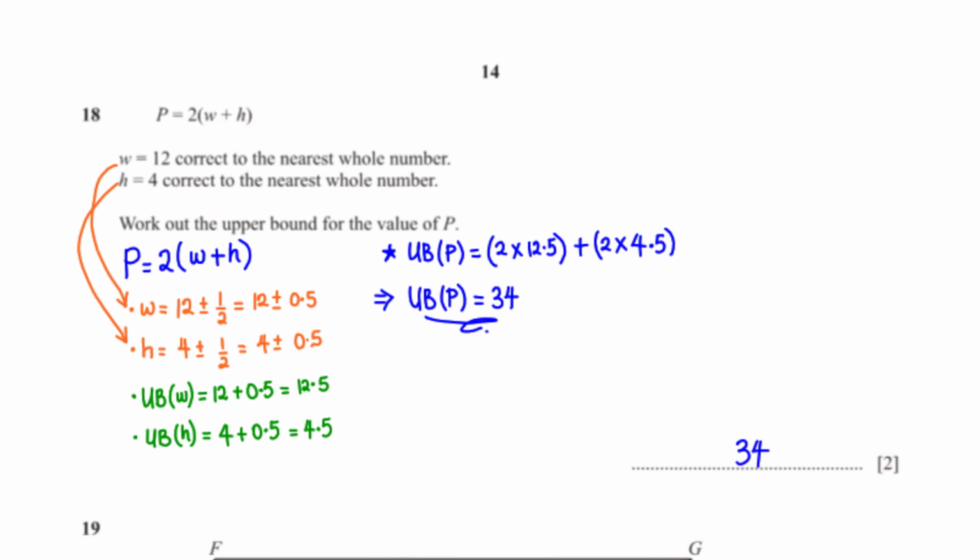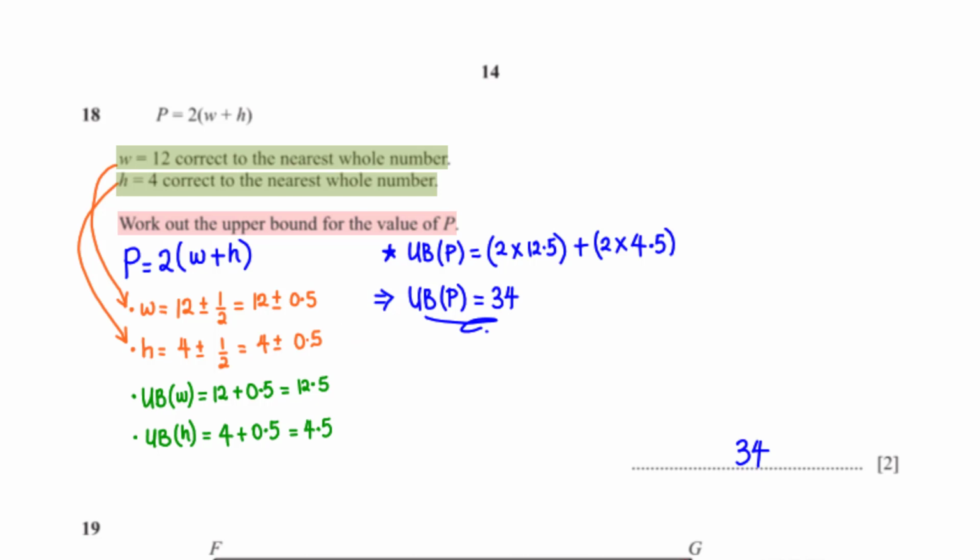P equals 2 times W plus H. W equals 12, correct to the nearest whole number. H equals 4, correct to the nearest whole number. Work out the upper bound for the value of P. In mathematical terms, let's rewrite 12 correct to the nearest whole number and 4 correct to the nearest whole number.